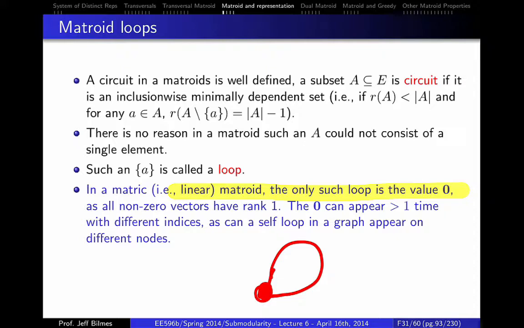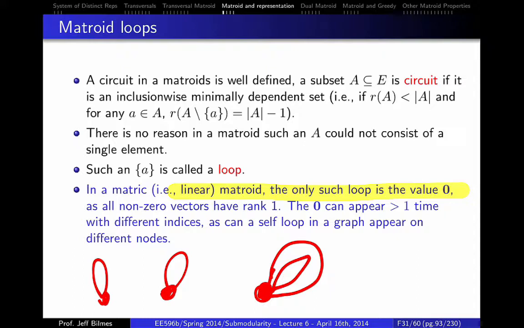Well, it turns out that in some sense they're indistinguishable. You can always have more than one vector that's all zeros. You can also have more than one loop. You could have 2 loops here, incident to the same node. Or is there any way of distinguishing those 2 loops from, say, these 2 loops? No, they behave exactly the same.